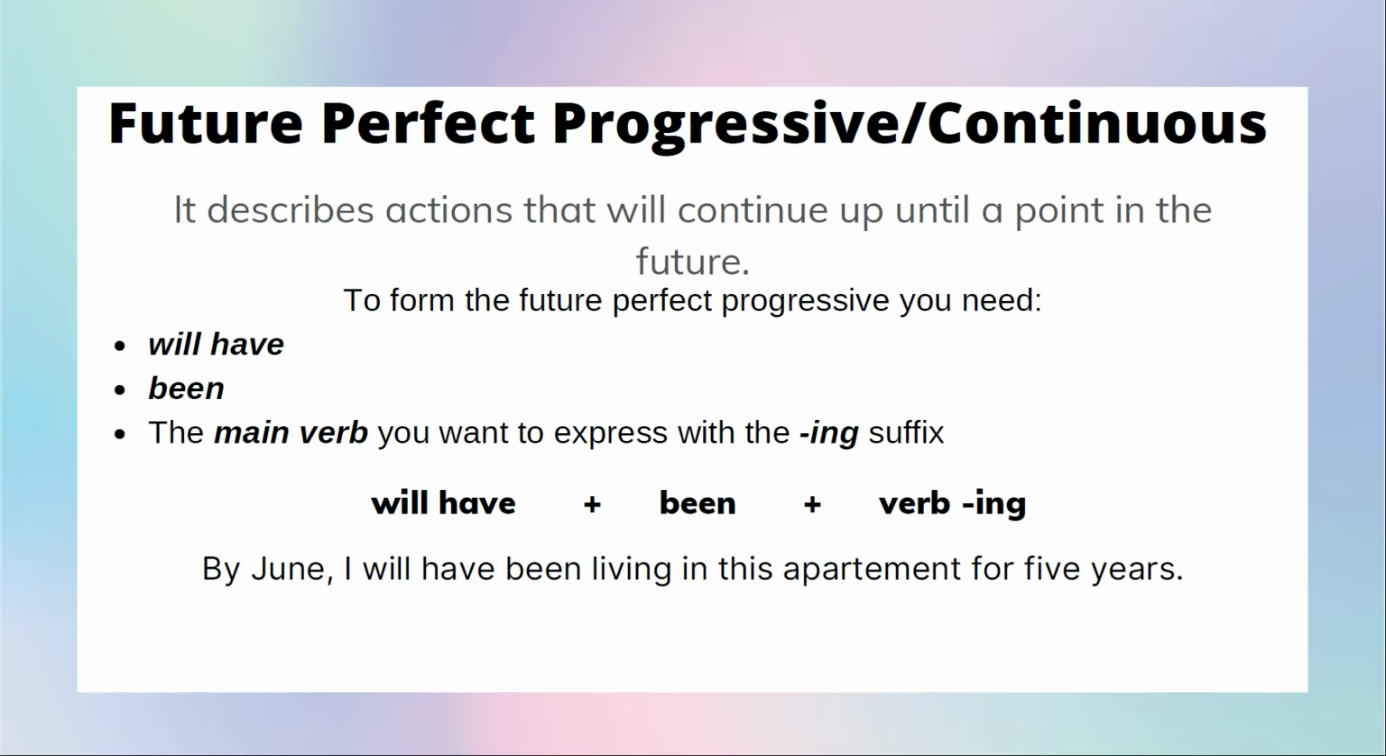Finally, we have the future perfect progressive. This tense describes actions that will continue up to a point in the future. And to form the future perfect progressive, you need the auxiliaries will have, been, and the main verb you want to express with the ing suffix. So the sentences with future perfect progressive will always look like this: will have been and the verb with ing. For example, by June, I will have been living in this apartment for 5 years.